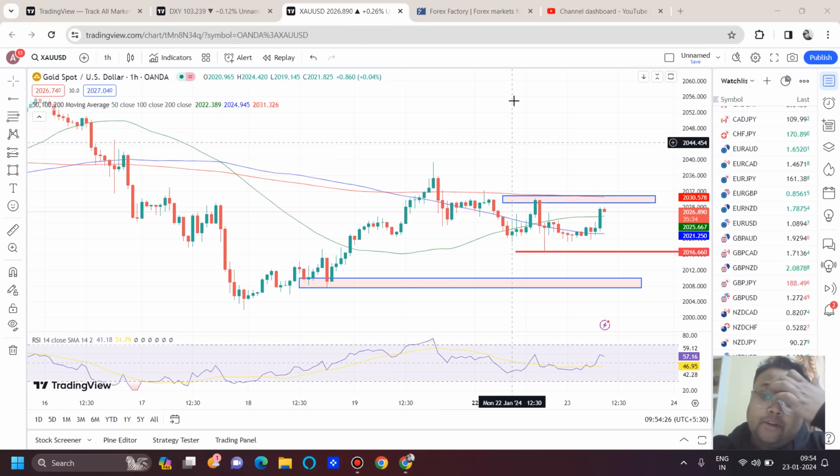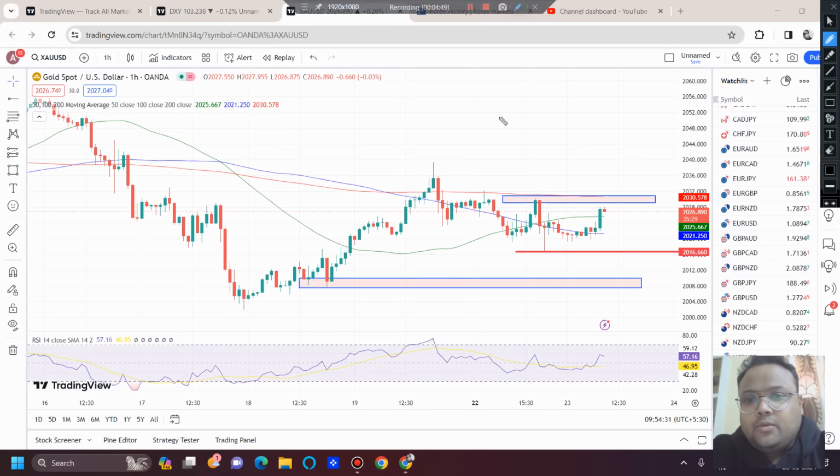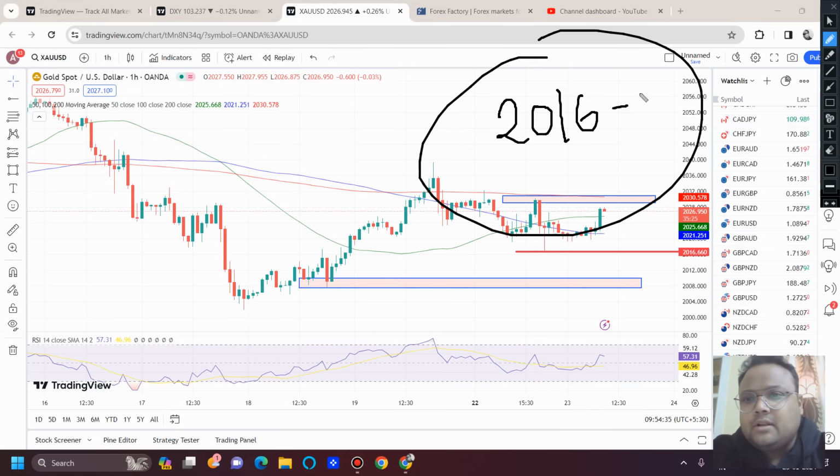So let's discuss the trading opportunities. First of all, 2016. We have the next support around 2016, you can also say 2015. Around this level we have the first support. Why? Because this was the level from where the market bounced previously.